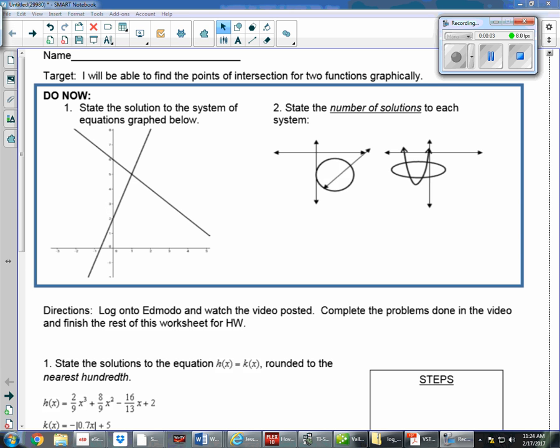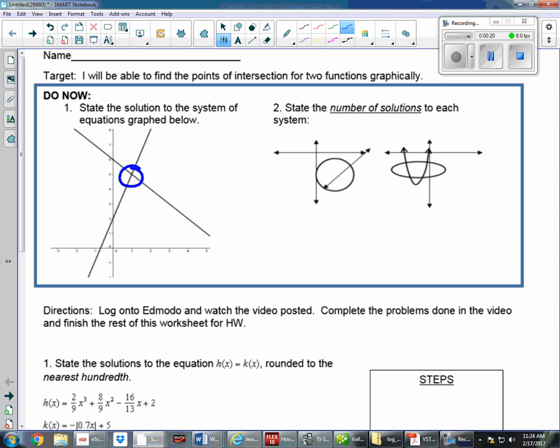Hi guys, today we're going to talk about solutions to systems of equations graphically. We've done it before, but we're going to extend our learning a little bit today. So in number 1, it says state the solution to the system of equations graphed below. You should remember that a solution is a point of intersection.